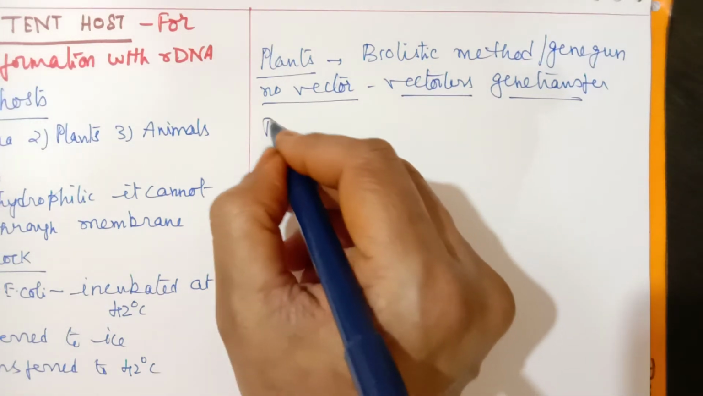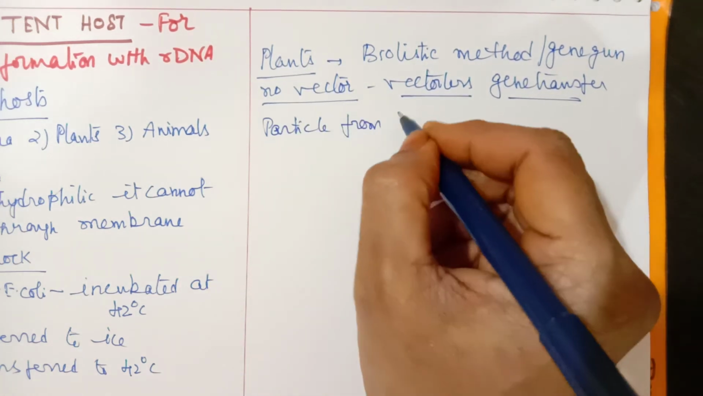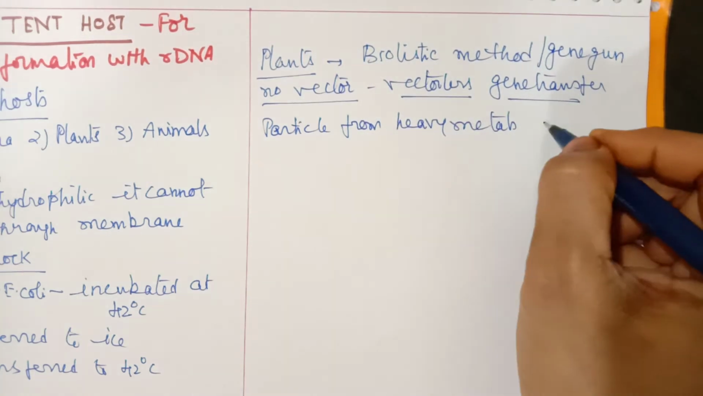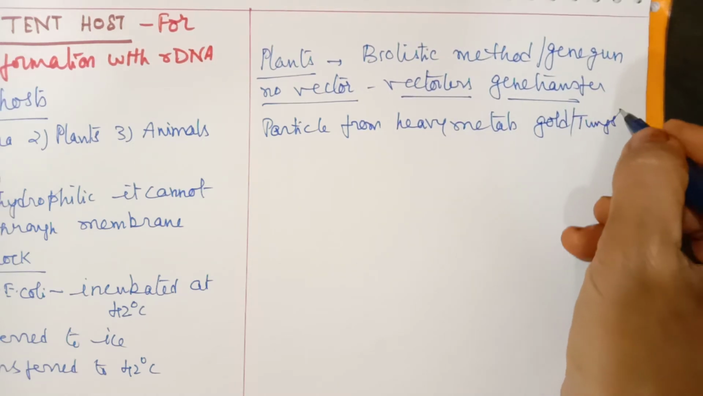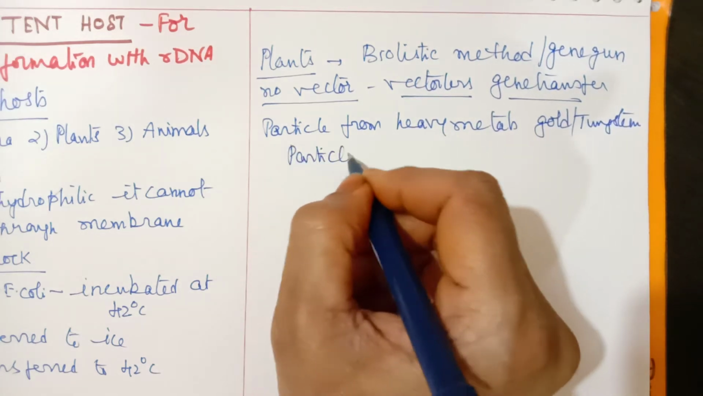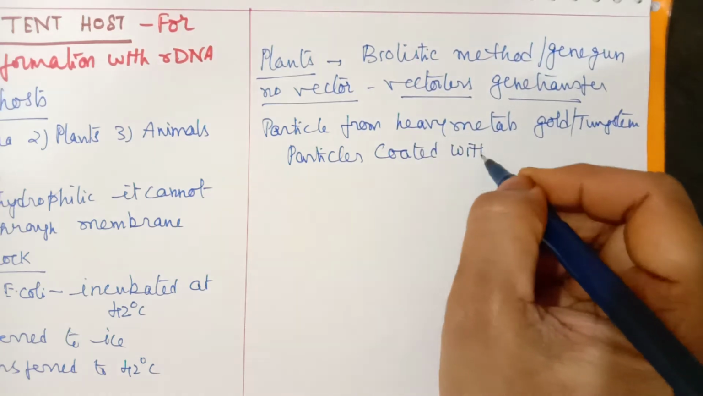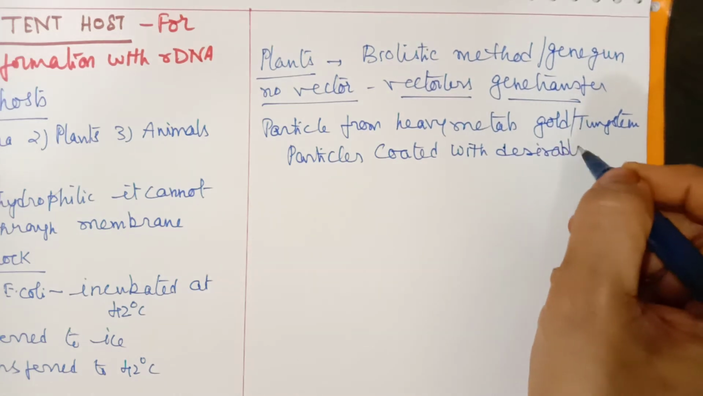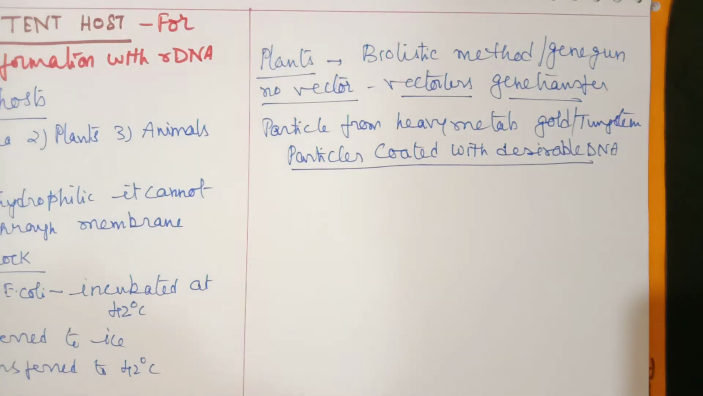Here a particle from a heavy metal is taken. Heavy metals like gold or tungsten are taken. And these particles are coated with desirable DNA. Whatever we want to transfer, desirable DNA. The particles are coated with desirable DNA.